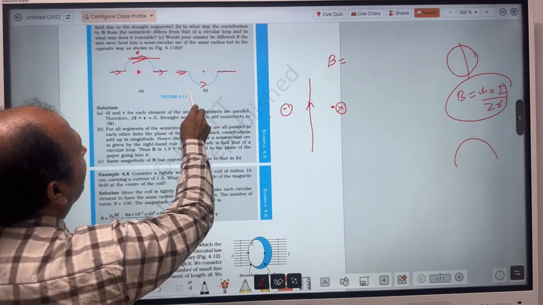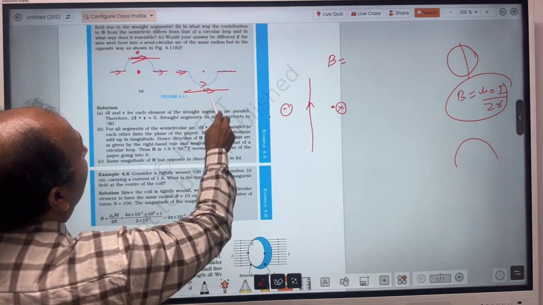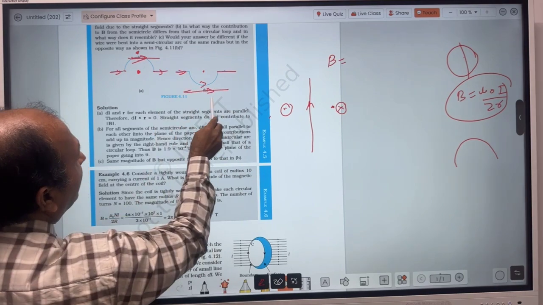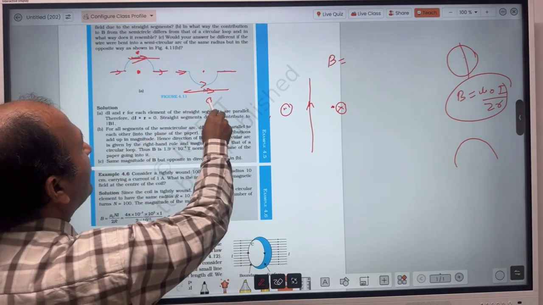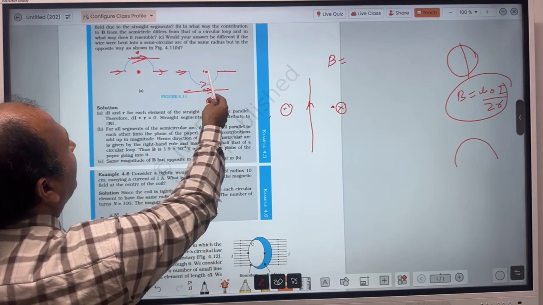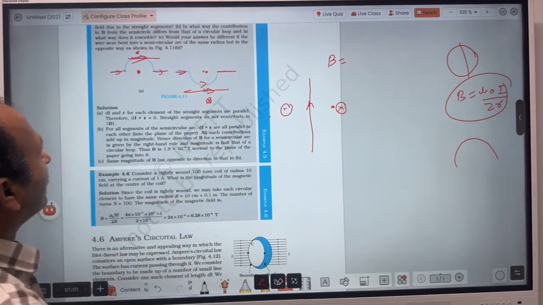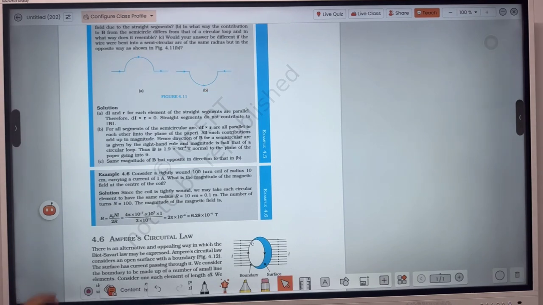If current is here, you are considering current like this. So to the right of the wire, if you consider here, this is a point on the right of the wire. So here field will be perpendicular down, and here field will be perpendicular up. So I think you have understood. The same thing is shown here, and explanation is given so that you can easily understand.